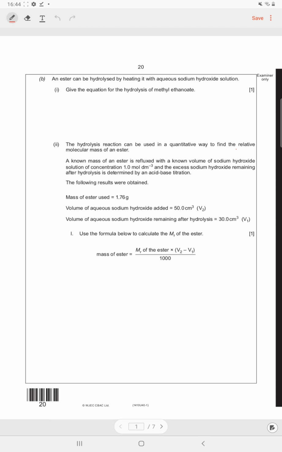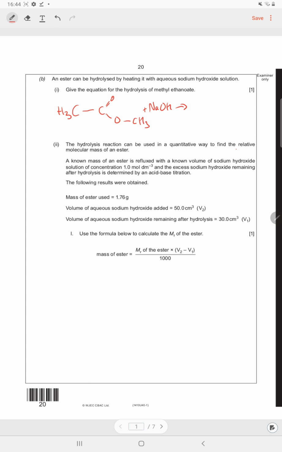Right then, chaps, let's have a look at this question. So this is about hydrolysis of esters. An ester can be hydrolyzed by heating it with sodium hydroxide. Give the equation. Well, because it doesn't specify, you can just do however you like. When it comes to esters, I always find it easier to draw out the displayed rather than the structural. Your mileage may vary, but I think that's easiest.